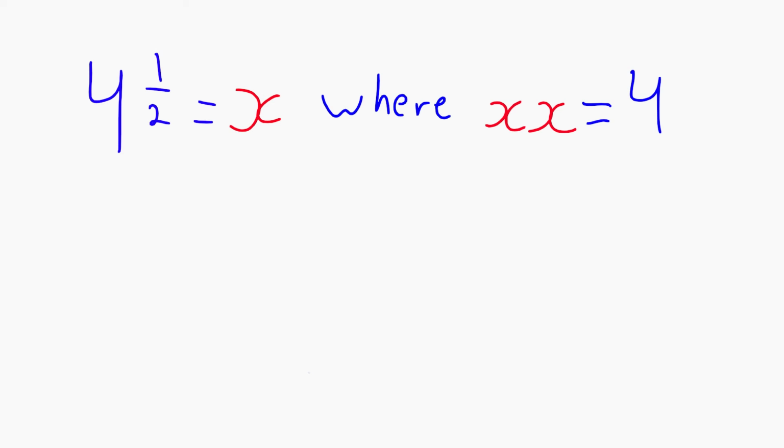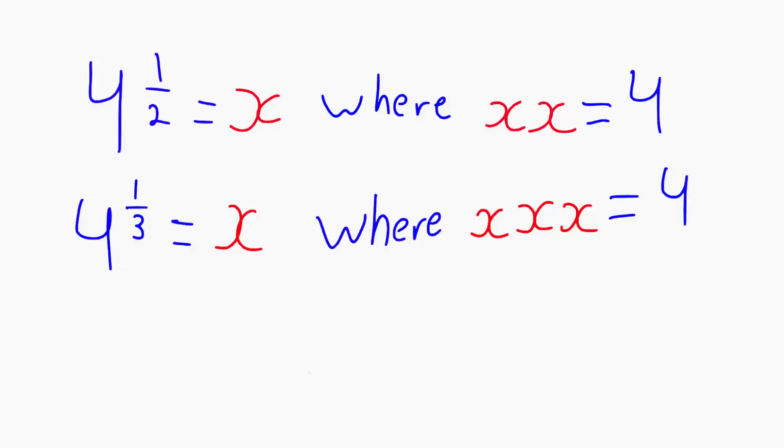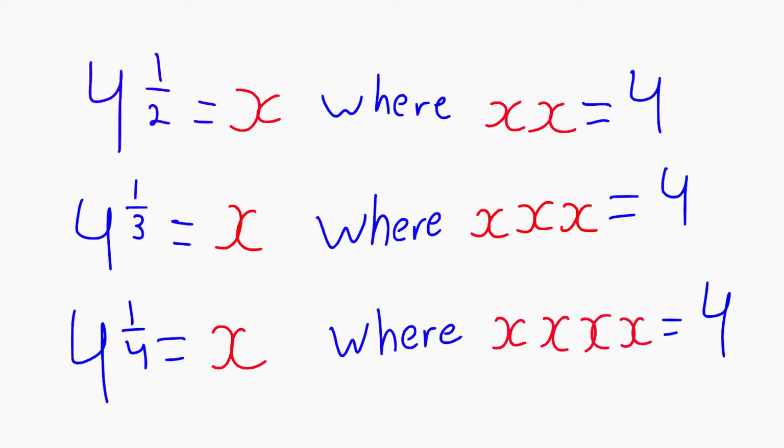And the same logic that we use to find 4 to the 1/2 can be applied to 4 to the 1/3 and 4 to the 1/4. Where 4 to the 1/3 is just x, where x is the number you multiply 3 times to get 4, and 4 to the 1/4 is the number x, where you multiply x 4 times to get 4.